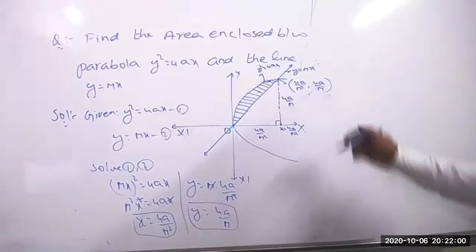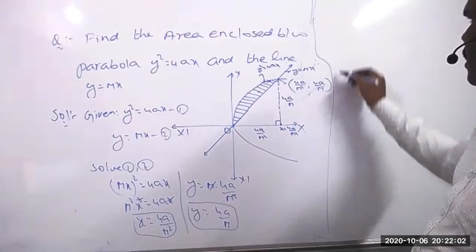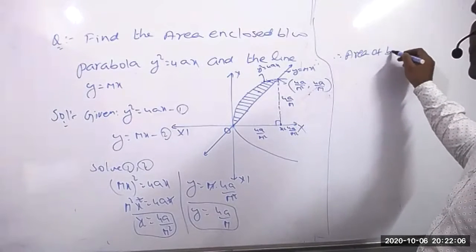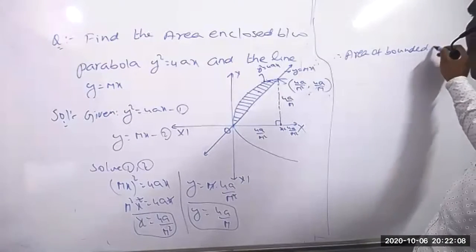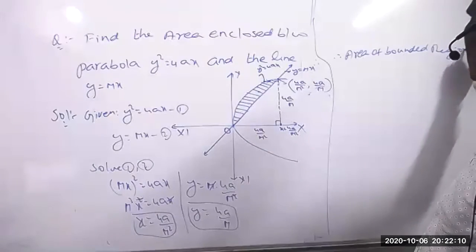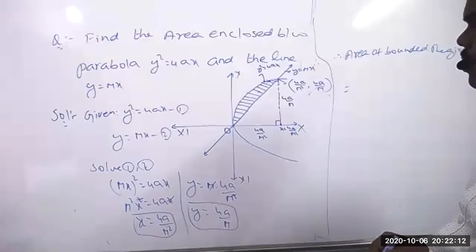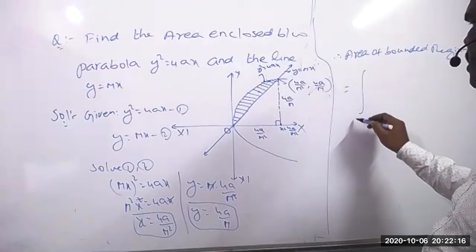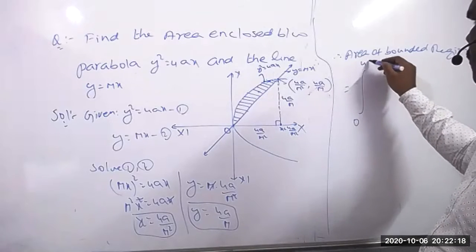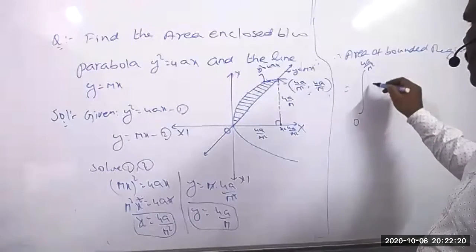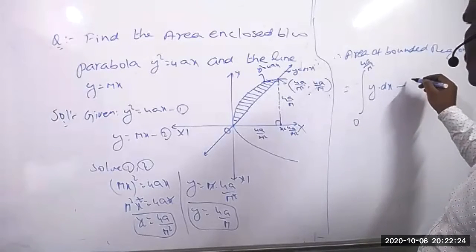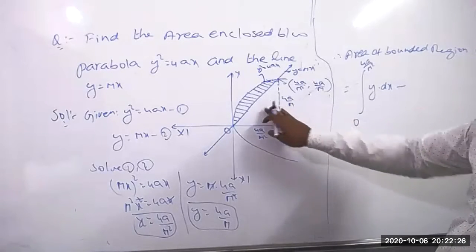Now we can find it. So therefore, area of bounded region is equal to, first you can take the area of the full function. Integration from 0 to 4a by m square of y into dx, minus the area with respect to the line now.